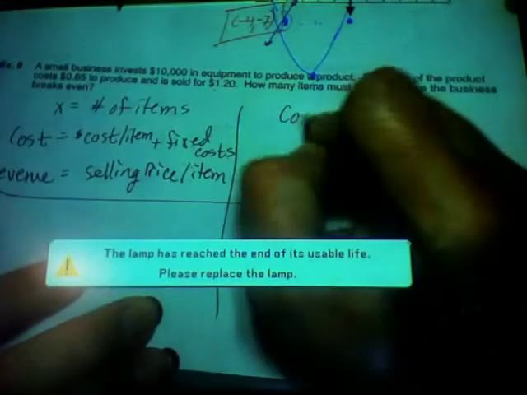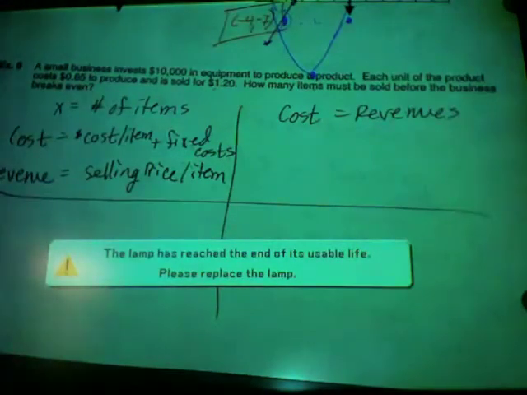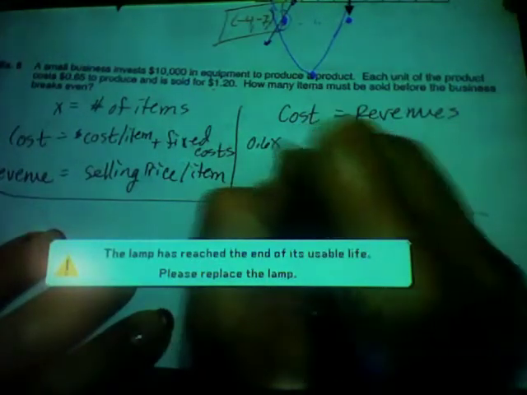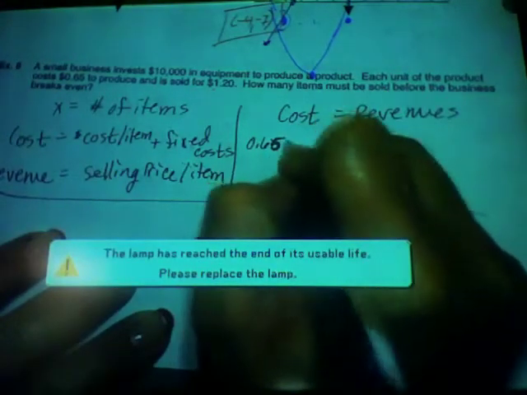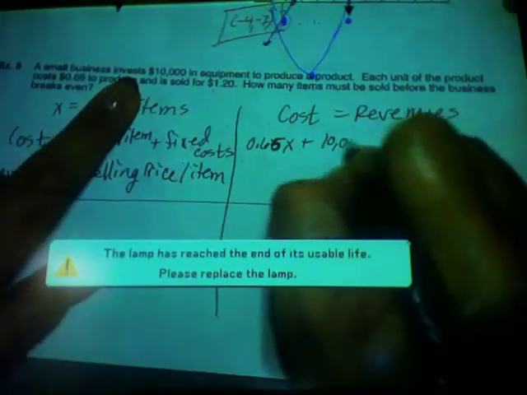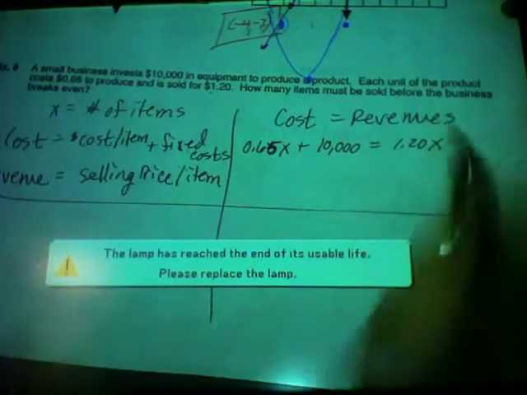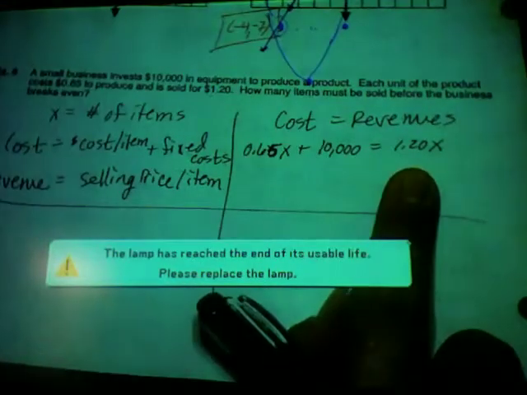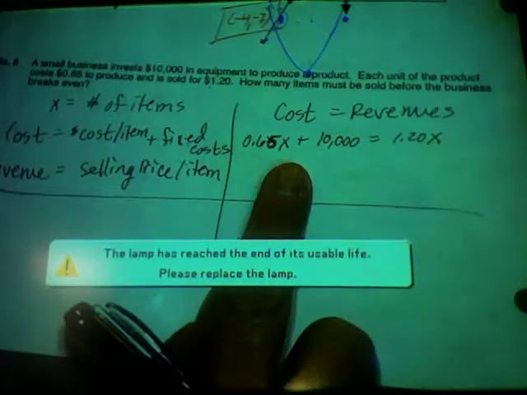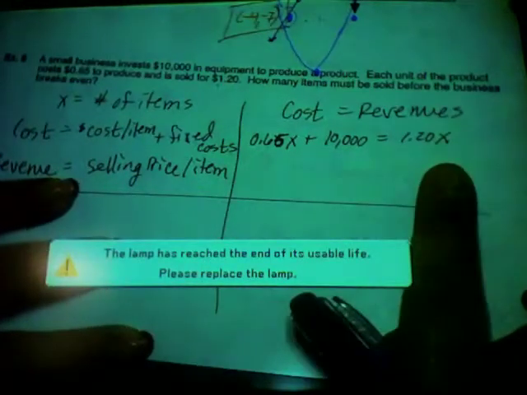So we want to find out when does cost equal our revenue. So our cost is going to be 65 cents times X plus the $10,000, right? Equals, and our revenue is going to be $1.20 times X. So $1.20 per item, that's how much we're making. This is how much it's costing us to make them. We could graph those as separate equations, and then we could look at our y equals on here, or we can solve this algebraically too, can't we?